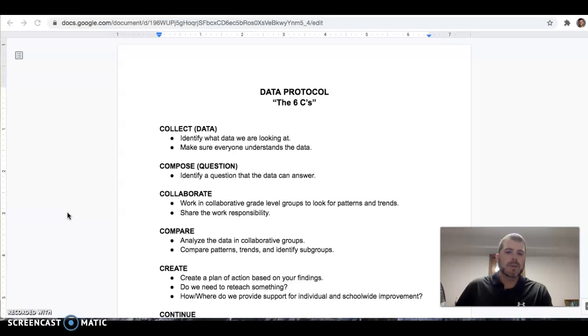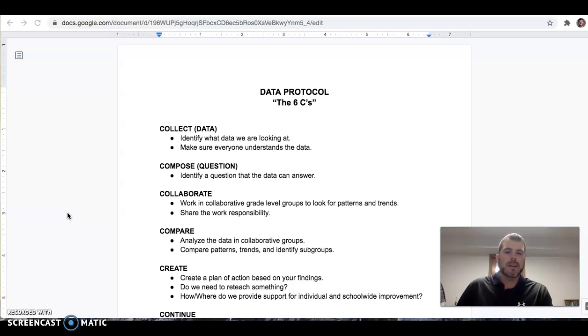Next, we're going to compose or create a question. We're going to identify a question that the data can answer. Then we're going to collaborate. We're going to work together in our collaborative grade level groups to look for patterns and trends. And through this process, we're going to share the work responsibility.